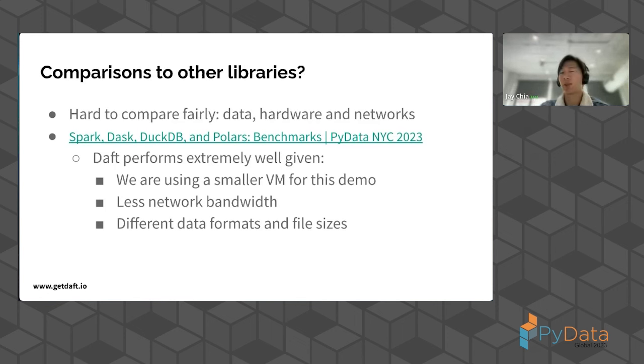Comparisons to other libraries, it's really hard to compare fairly, right? The data is different, the hardware is different, the networks are different. There was a really good talk at PyData NYC 2023, just a couple of weeks ago, benchmarking Spark, Dask, DuckDB, and Polars. Highly recommend you give that talk a watch. And just looking through that talk, I ran the TPCH Q1 benchmark because that's what the talk dives into. Daft performs extremely well, given that we're using a much smaller virtual machine for this demo with less network bandwidth. But again, I think the data formats and size and file sizes are very different from what was used in the talk.